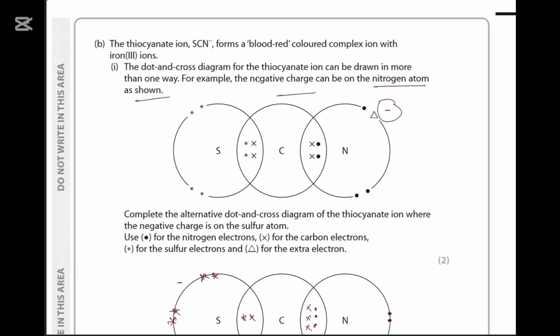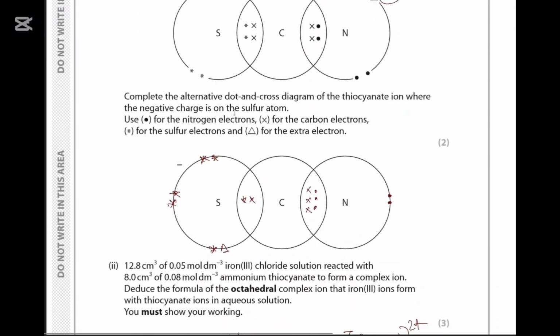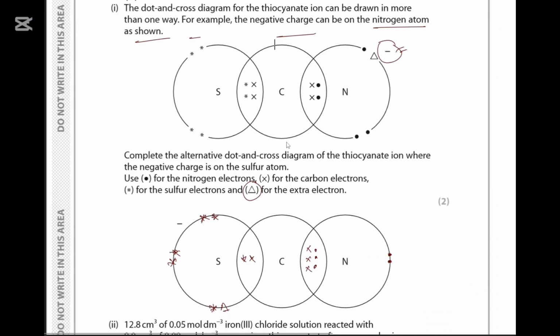Since it's a linear compound, there is only one other place for the negative charge to go, which is the sulfur atom. I am asked to complete the alternative dot and cross diagram of the thiocyanate ion where the negative charge is on the sulfur atom. Since the negative charge is here, that means the extra electron, which we denote by this triangle, is on the sulfur atom. Before it was with the nitrogen atom, but now it's with sulfur.